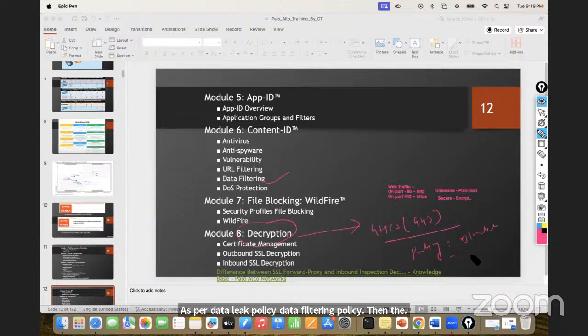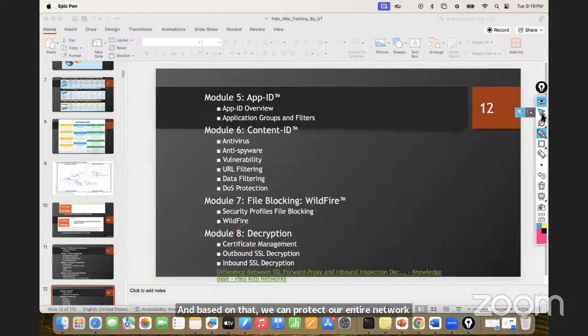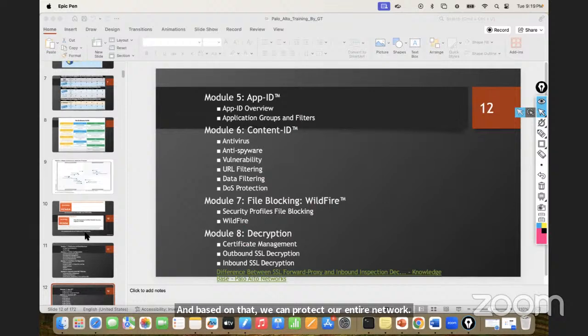If they find the file itself has malicious content, a virus, that is also going to be blocked. So this decryption and all of these are advanced features. That's why we call it the next generation firewall, and based on that, we can protect our entire network. Does anyone have any question till here?